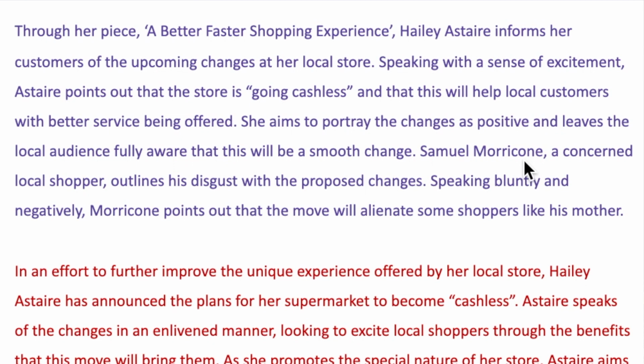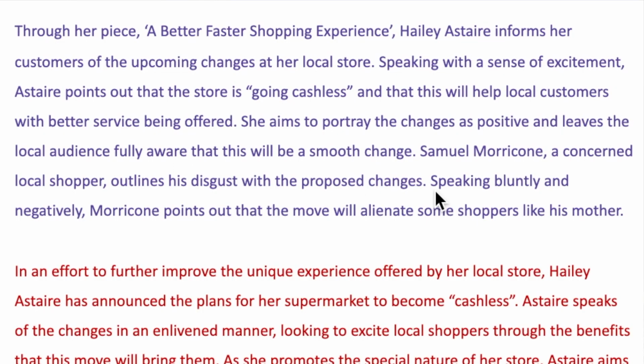When it comes to Morricone, it has that nice little aside here where it says "Samuel Morricone, comma, a concerned local shopper." Just that further information, a little bit of decoration in the writing, just to give it that little nod to the fact that, yep, I get this, that Samuel Morricone isn't just some black and white figure, that actually he's involved, he's a local shopper, he's a part of this community, and so I understand that. "Outlines his disgust with the proposed changes." And again, with the tone, it doesn't actually use the word tone: "bluntly and negatively."